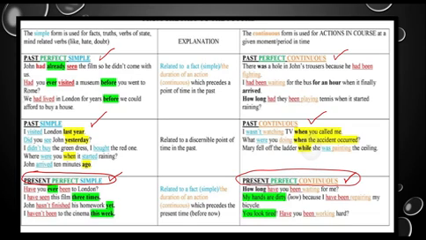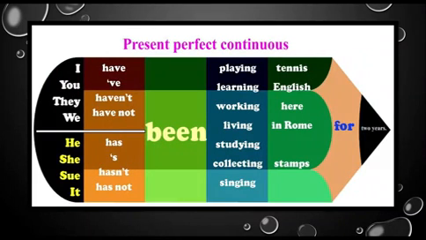How long have you been waiting for me? My hands are dirty now because I have been repairing my bicycle. You look tired. Have you been working hard? Okay. Check this frame and study hard. Okay. Now, next transparency. You have here another frame about the present perfect continuous.